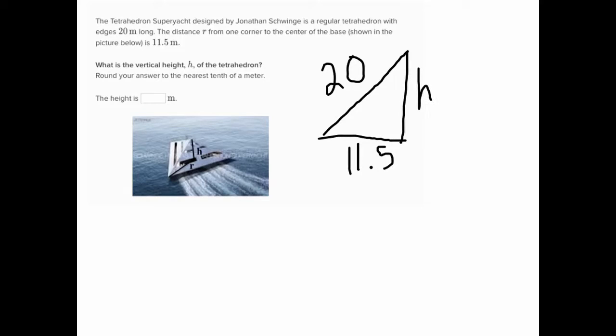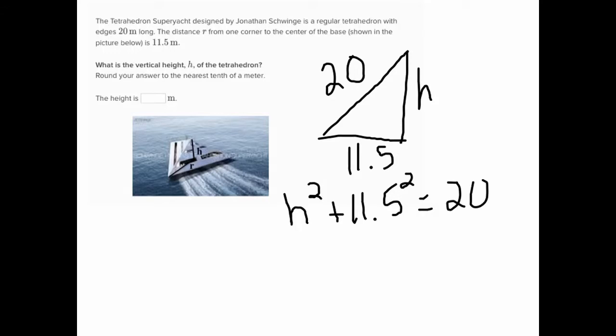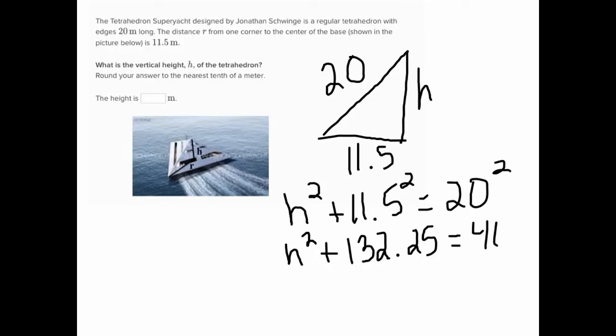Now I'm trying to figure out what h is. So h is going to be one of my legs of my triangle, or a squared or b squared of my Pythagorean theorem. So now all I have to do is use the Pythagorean theorem. I'm going to do h squared plus 11.5 squared equals 20 squared. And what I'm going to get is h squared plus 11.5 times 11.5 is 132.25 equals 400.